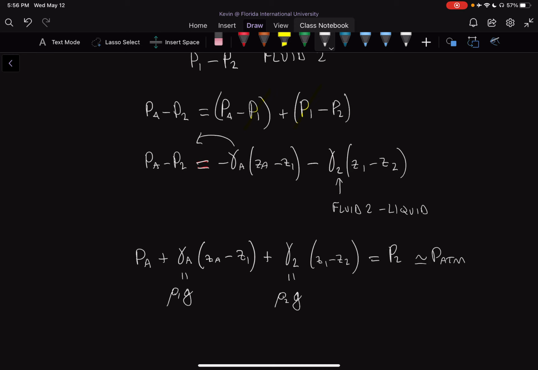Okay, so this is essentially the definition of Pascal's law. This defines what Pascal's law is, and this helps us understand it. Pascal's law says that any two points at the same elevation will be at the same pressure.